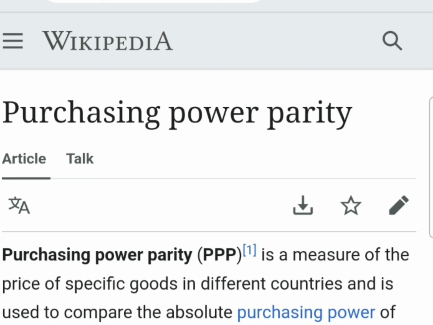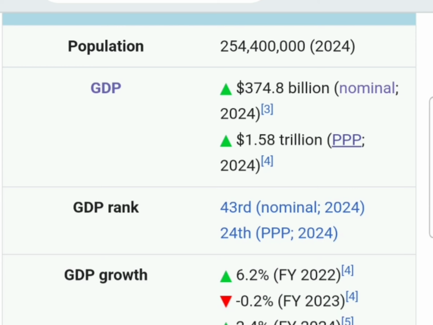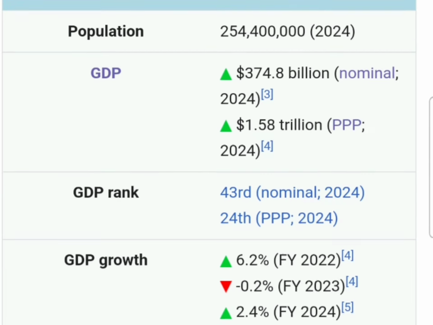PPP is effectively the ratio of the price of a market basket at one location divided by the price of the basket of goods at a different location. GDP rank: in nominal terms, Pakistan is 43rd in the world in GDP ranking, while in purchasing power parity, Pakistan is the 24th largest economy in the world.